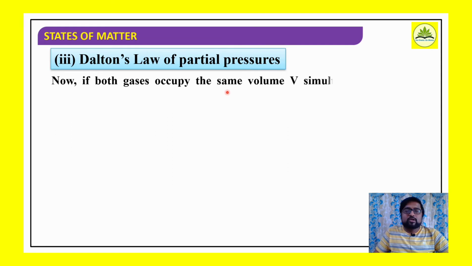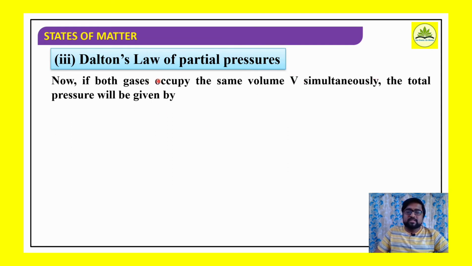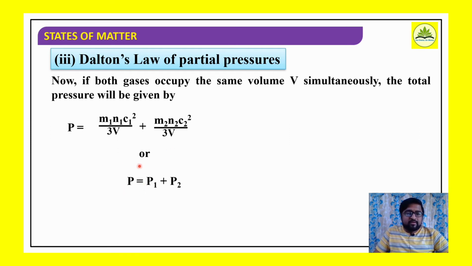If both gases occupy the same volume V simultaneously, then the total pressure is given by P total. According to Dalton's law of partial pressure, the total pressure P is equal to P1 plus P2. We know P1 is M1 N1 C1 square divided by 3V, plus M2 N2 C2 square divided by 3V. So P is equal to P1 plus P2, right?